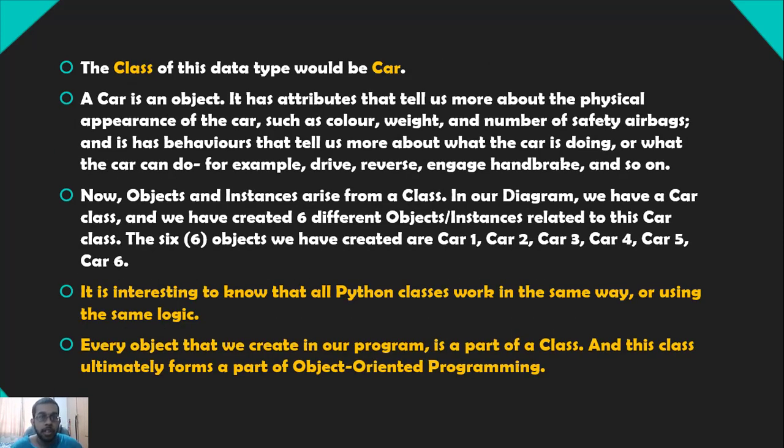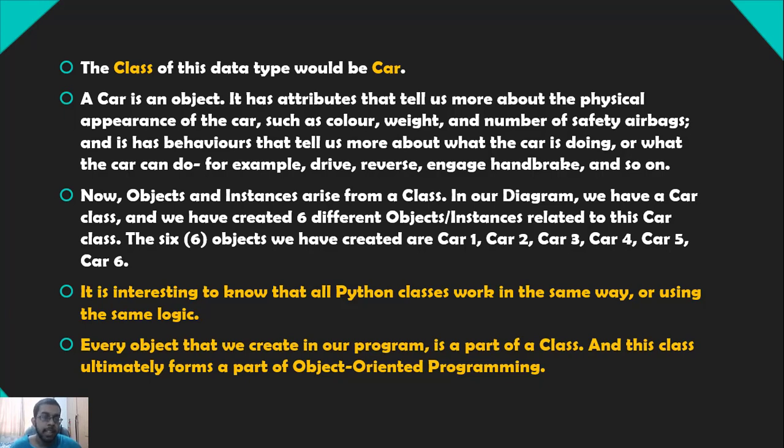The class of this data type would be car. A car is an object. It has attributes that tell us more about the physical appearance of the car, such as color, weight, and number of safety airbags. And it has behaviors that tell us more about what the car is doing or what the car can do. For example, drive, reverse, engage handbrake, and so on.